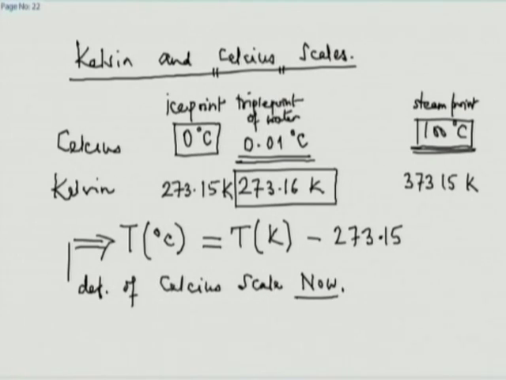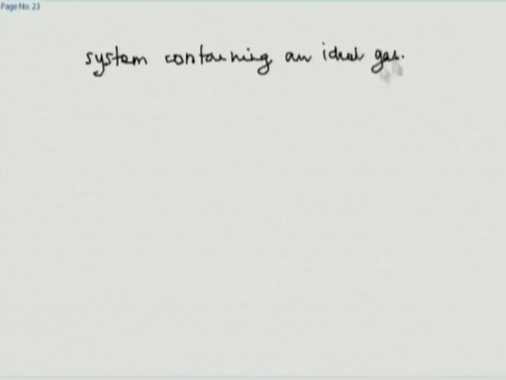Now let us turn this around. Now we know how to measure the temperatures on the Kelvin scale using an ideal gas, but let us turn our attention to the ideal gas as a system itself. So let us take a system containing an ideal gas. And what is our definition of an ideal gas? An ideal gas is a gas which obeys Boyle's law all over its state space.